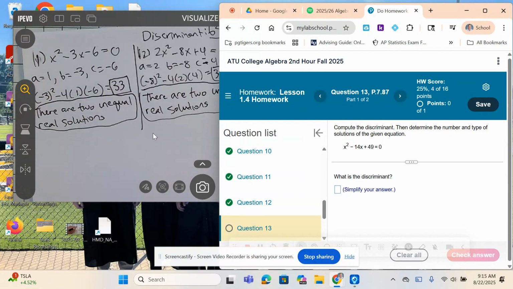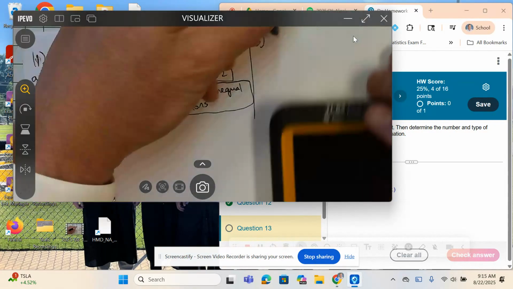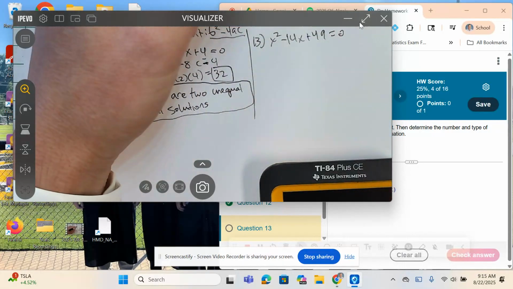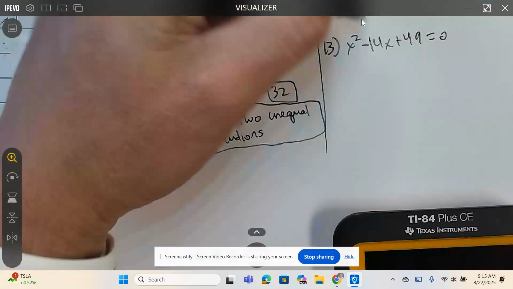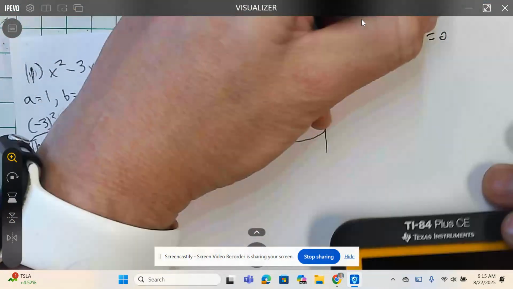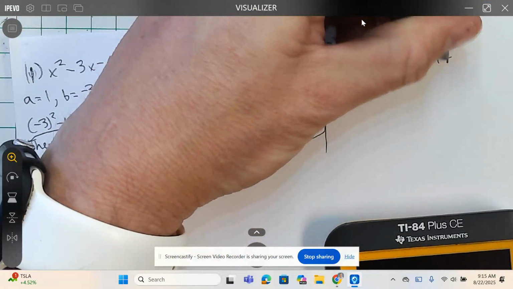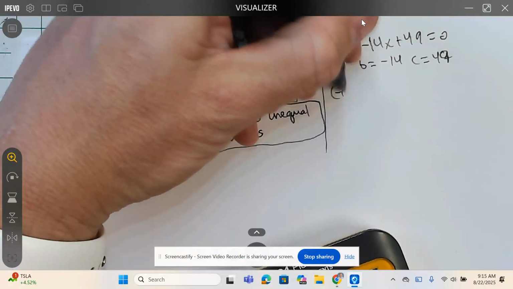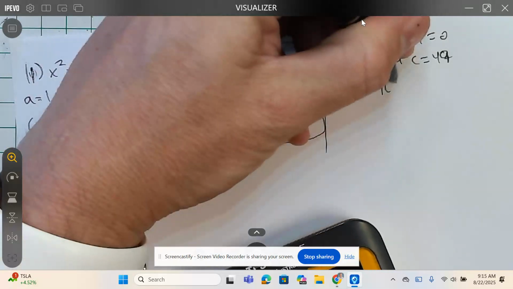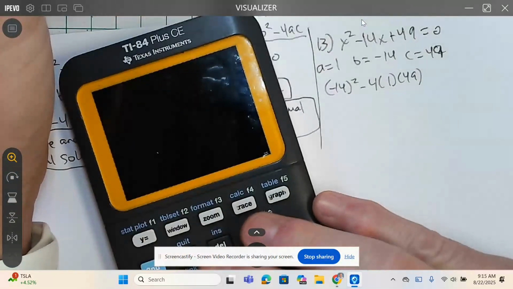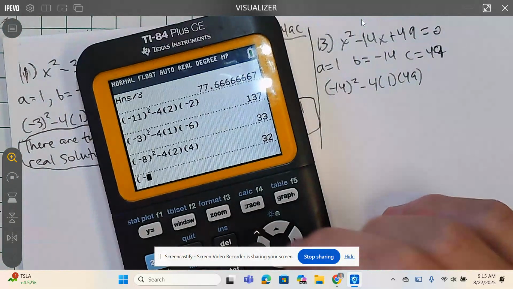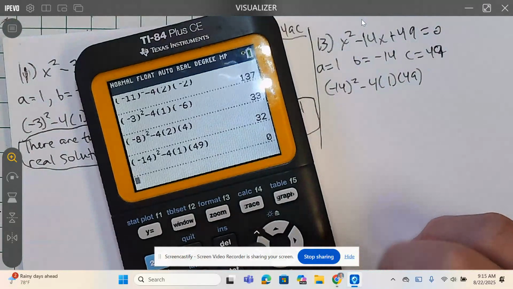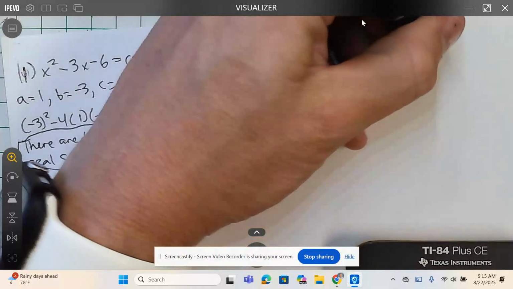All right, x squared minus 14x plus 49. Let's look at this one. A equals 1, B equals negative 14, C equals 49. So negative 14 squared minus 4 times 1 times 49. All right, I got 0. So 0 means one real solution.